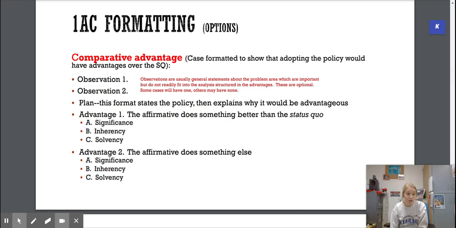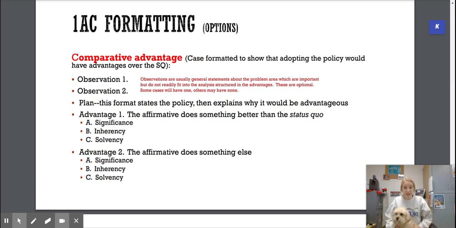So these are optional. So usually you have just a couple cards under these observations. You could have 1 observation, you could have 2, and then you're going to have your plan. Plan is pretty much the same as in a traditional case. The main part of a comparative advantage case are your advantages, and you fit a lot of the stock issues within these advantages. So in these, you're going to prove that the affirmative does something better than the status quo.